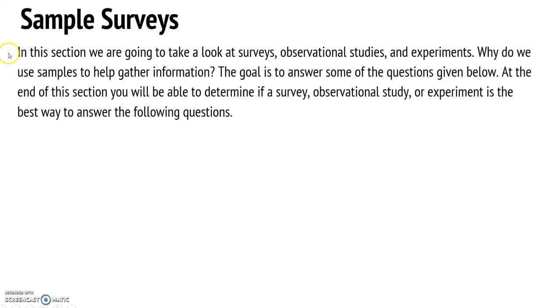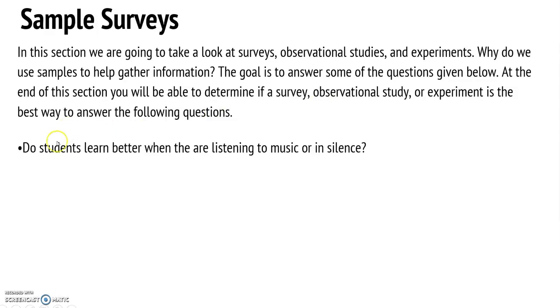So the first one we're going to take a look at is a sample survey. So we're going to look at surveys, observational studies, and experiments. Why do we use samples to help us gather information? The goal is to answer some of the questions that were given below. At the end of this section, you'll be able to determine if a survey, an observational study, or an experiment is the best way to answer the questions at the bottom.